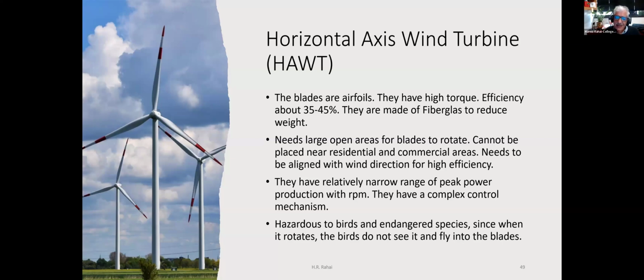They have a relatively narrow range of peak power, so they are controlled in terms of RPM so they can meet their maximum output. They have a complex control system. They are hazardous to birds and endangered species. Since the blades rotate, the birds do not see them and fly into the blades. That's one major challenge for the wind farms, and they're trying to come up with a way to mitigate this problem.